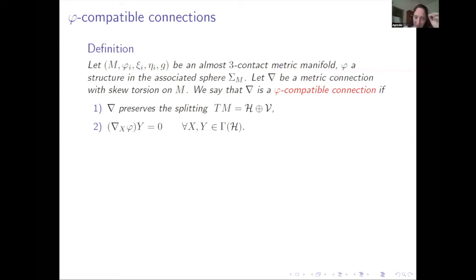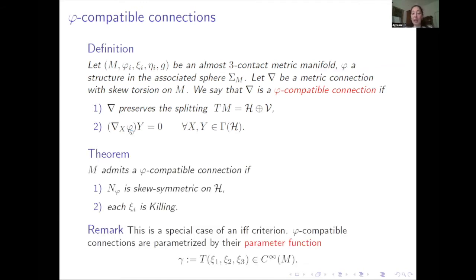Okay, now some details. If I start with an almost 3-contact manifold, I take a phi structure in the associated sphere, then a connection is going to be called phi-compatible if it preserves the splitting into horizontal and vertical distribution. Second, as stated before, on the horizontal distribution, the derivative of phi vanishes. And the theorem you prove is that a manifold is going to admit a phi-compatible connection if the Nijenhuis tensor is skew-symmetric on H, and all psi i are Killing. That's in fact why this was a proposition like 20 slides before. This is a special case of a more general criterion.